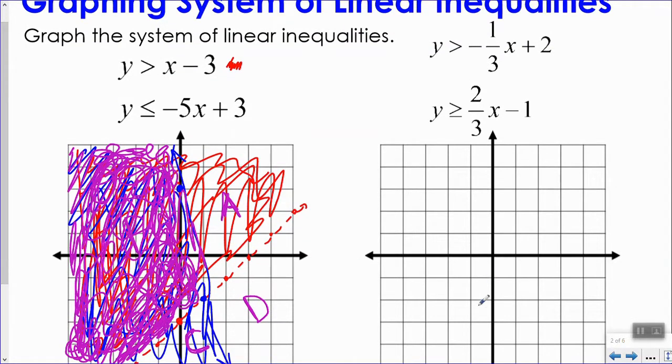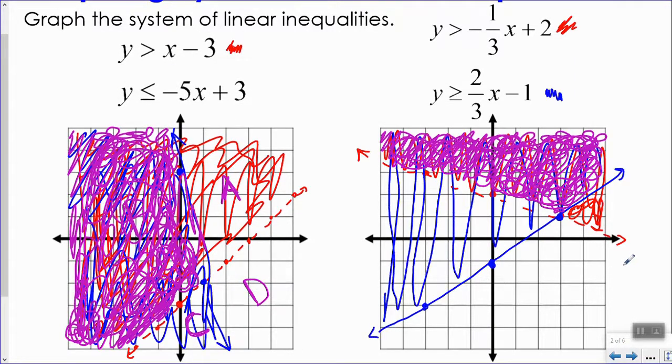Go ahead, pause the video, see if you can find the solution set to the second system here. Alright, so if we look at this system, we've got our first line in red. We have a y-intercept of 2, down 1 over 3 for our slope. That was greater than, so we have a dotted line and we're shading above.